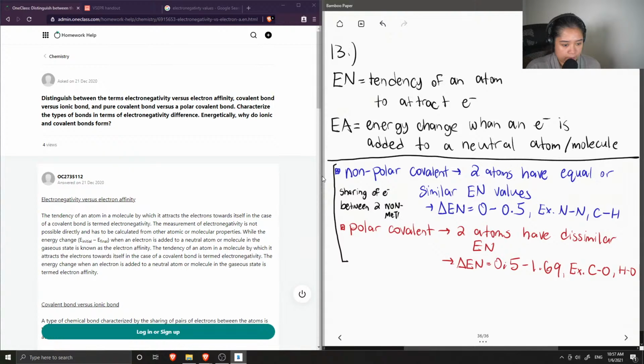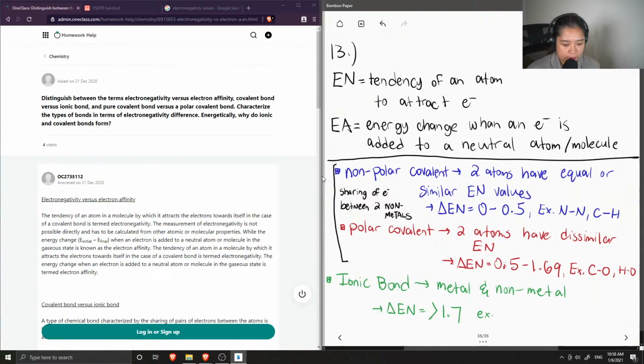Nonmetals. In the case of an ionic bond, this is between a metal and a nonmetal. So the minute you see a metal involved in the bonding, you already know that it is an ionic bond. And in terms of the electronegativity difference in an ionic bond, it is typically greater than 1.7.